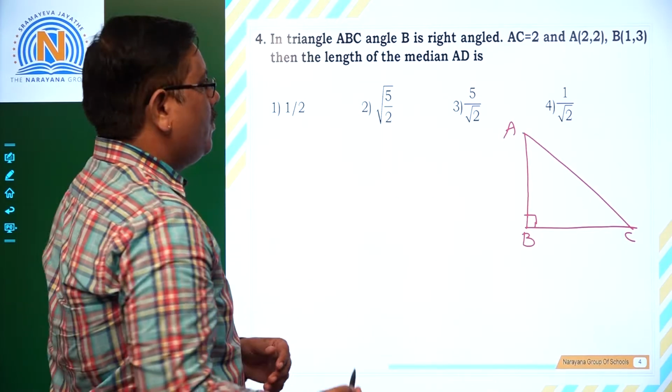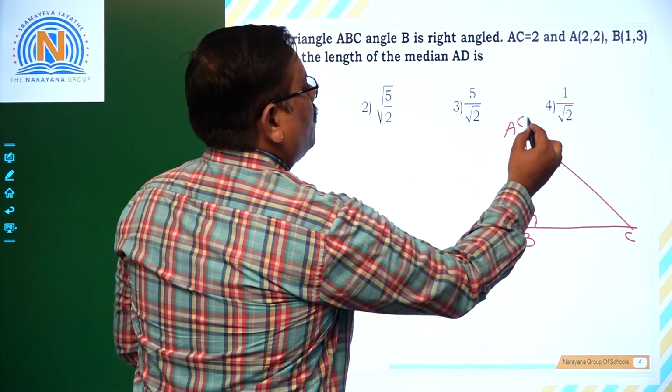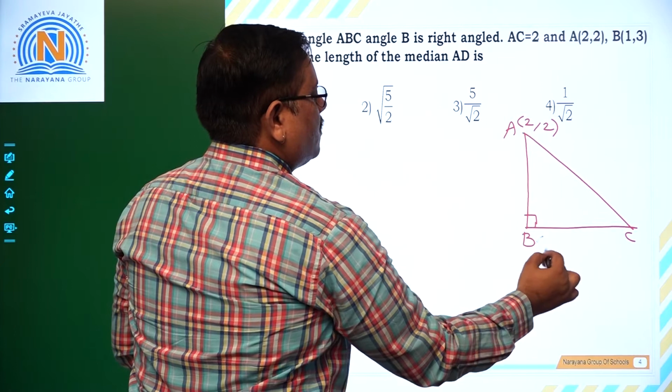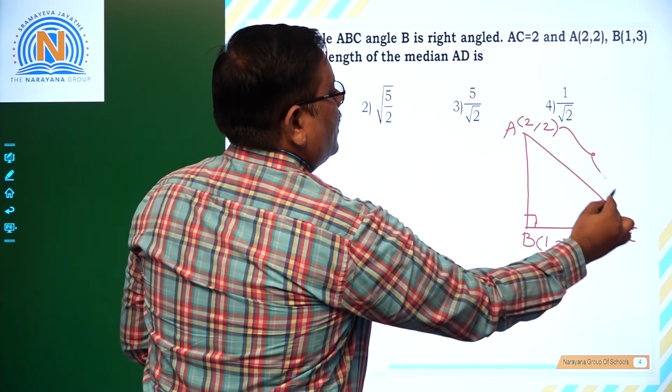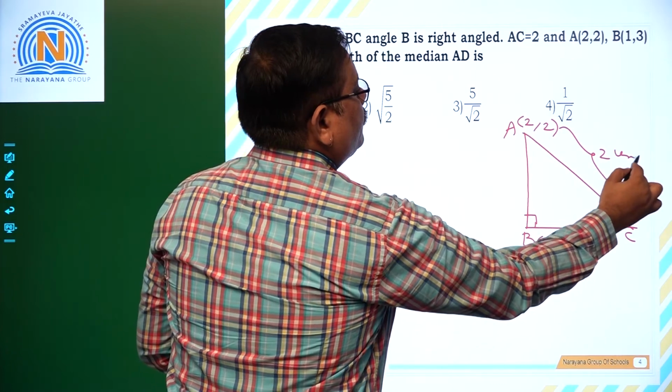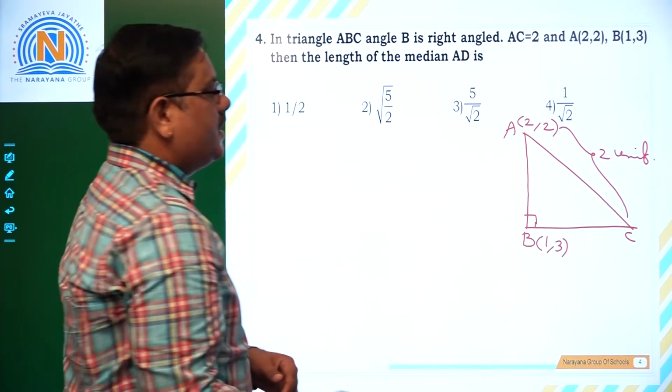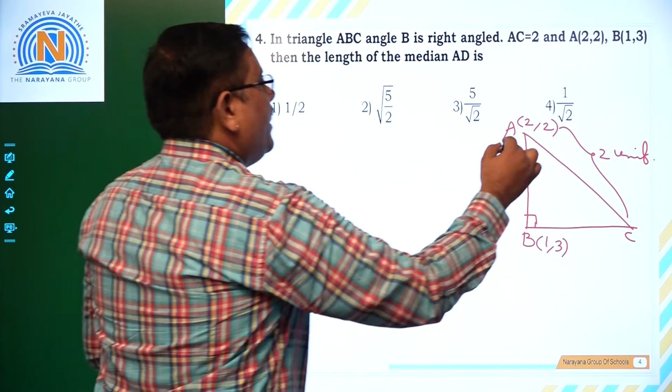What other information do you have? The coordinates of A are (2, 2), the coordinates of B are (1, 3). And the length of AC is given as 2 units. Now what is it asking? The length of median AD.